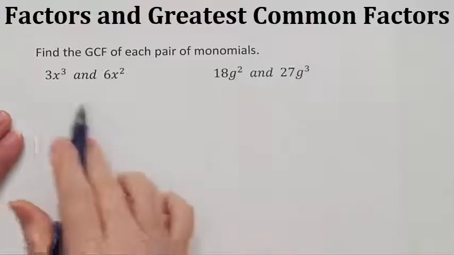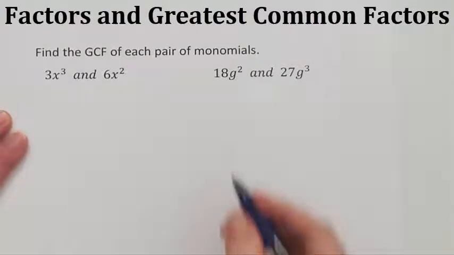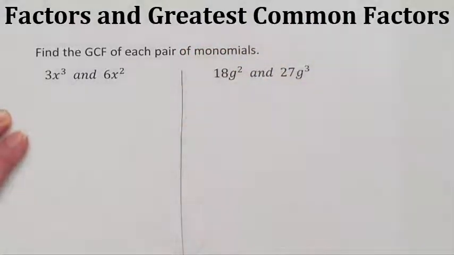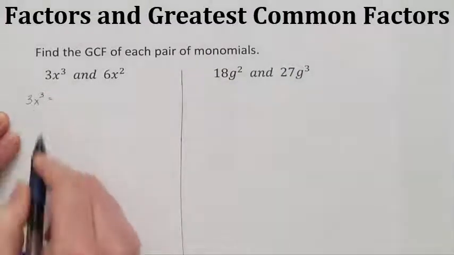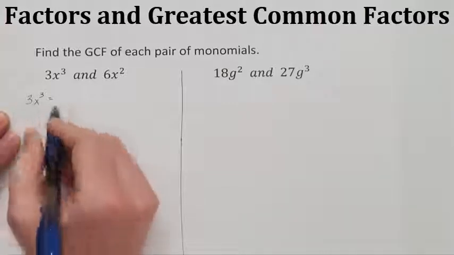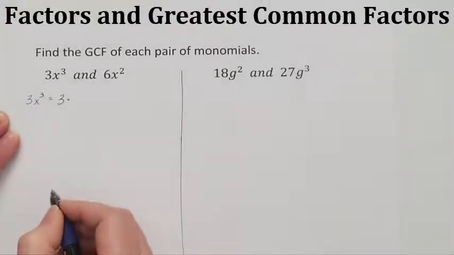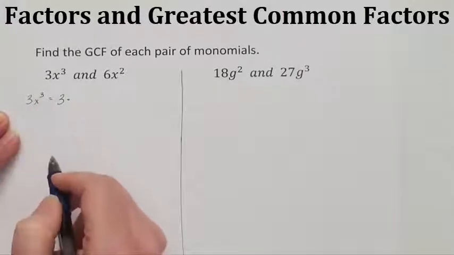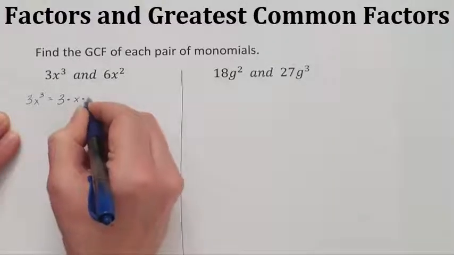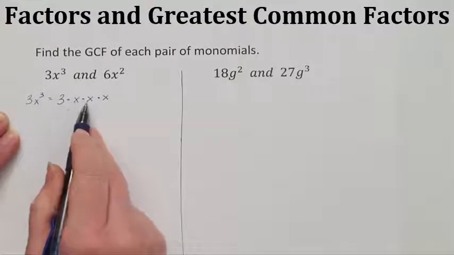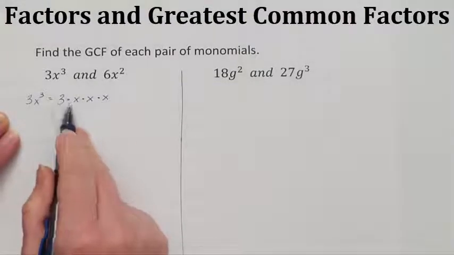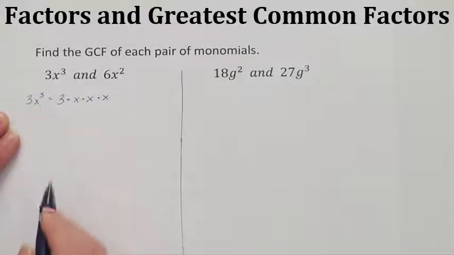Now how do you do this when they bring in the variables, the letters? You're going to treat it the same exact way. You already know how to do this. So we need to find the prime factorization for 3x to the third. Prime factorizing 3, it's just 3 because it's prime. What is the prime factorization of x to the third? That means x times x times x. So 3 times x times x times x are all the individual factors for 3x to the third.